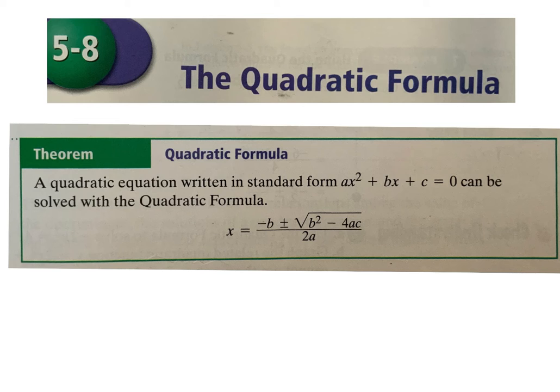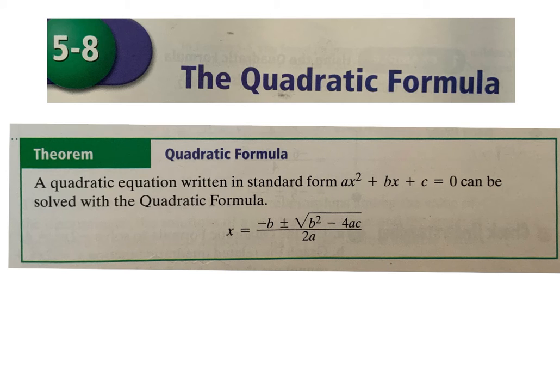Quadratic formula is based on this in standard form. Just like with factoring, to solve by the quadratic formula, you must have it equal to 0, okay? You must have it equal to 0. So if it's not equal to 0, you're going to move. So just like with completing the square, you move the constant over to get rid of it.